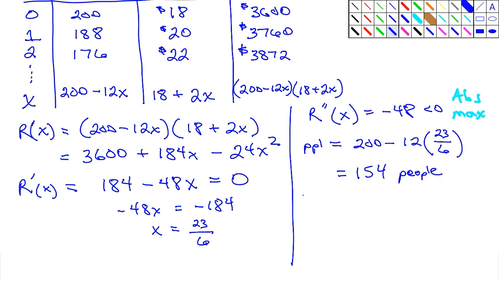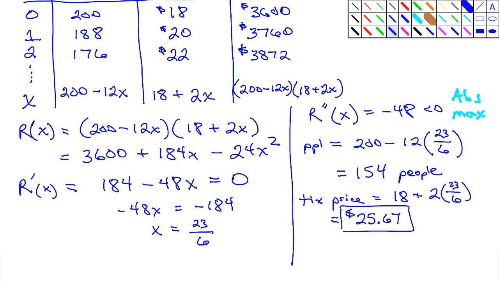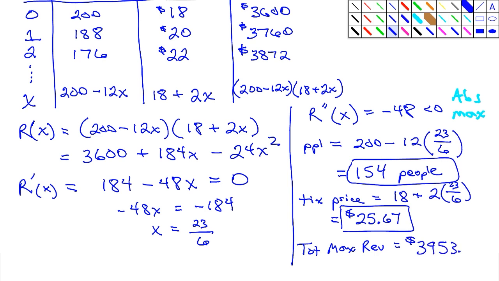And what's the ticket price? So the ticket price is $18 plus 2 times x. So it's 2 times 23 over 6 added to 18. I have to do a little bit of rounding here to the nearest penny, but that's okay. $25.67. And if you multiply these two together, you get the total maximum revenue is equal to $3,953.18.